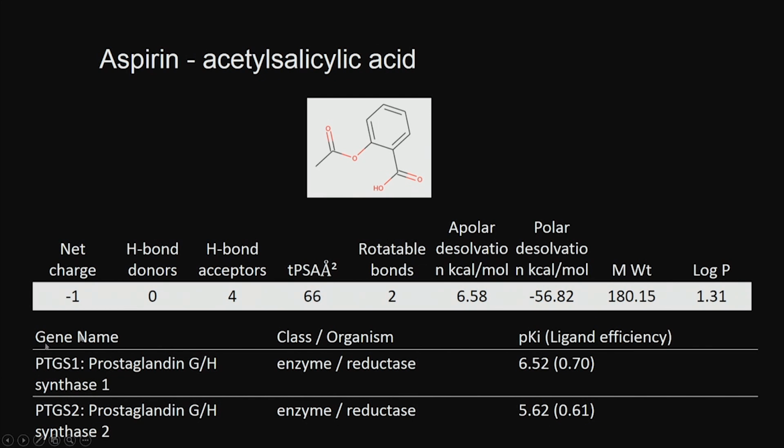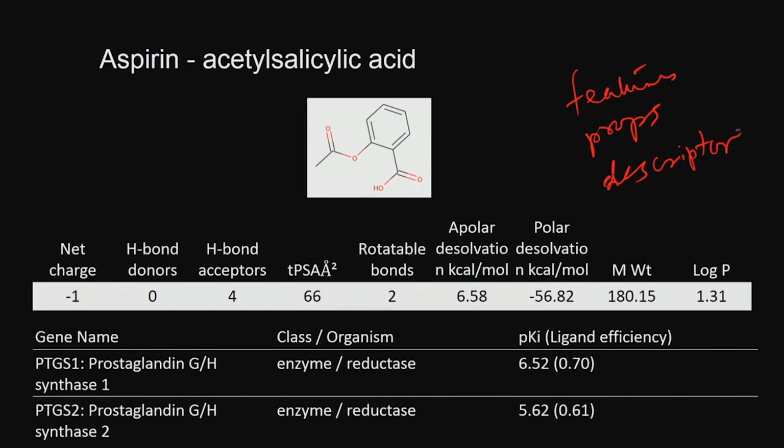Some of the targets for aspirin are prostaglandin synthase 1 and prostaglandin synthase 2. These are called cyclooxygenase 1 and cyclooxygenase 2. These enzymes are reductase type of enzymes. This gives you the ligand efficiency, and these are some properties of this particular molecule. They are called properties, descriptors, structural features. So we call them different names: features, properties. We also call them descriptors. We will use this quite often.